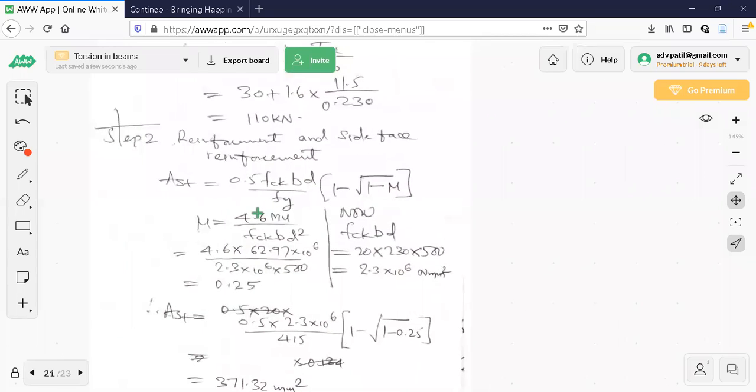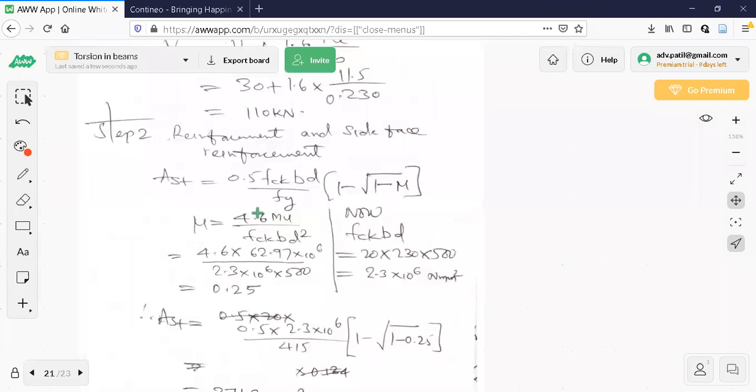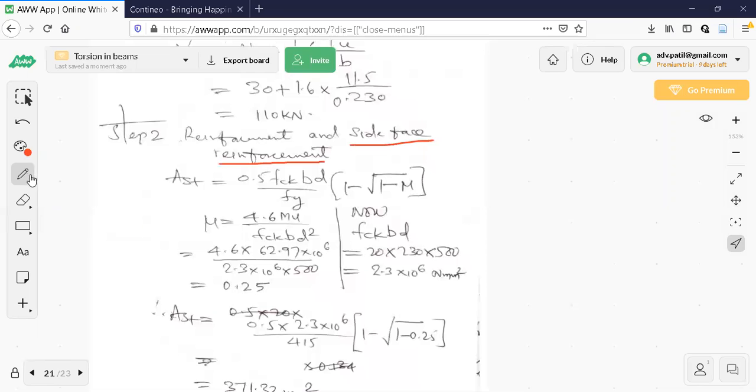Now step 2 is like this. Reinforcement and side face reinforcement. This is what is important here. First time you are hearing this particular word, side face reinforcement. This is not usually considered if there is no torsion. Now, what is side face reinforcement?